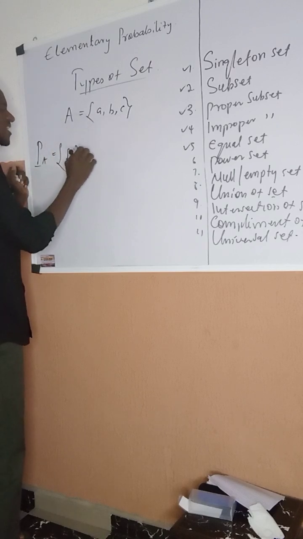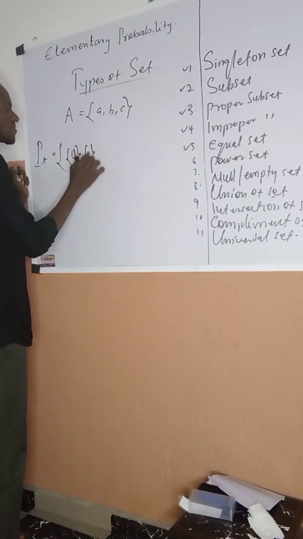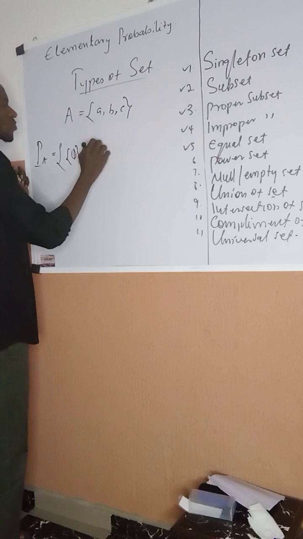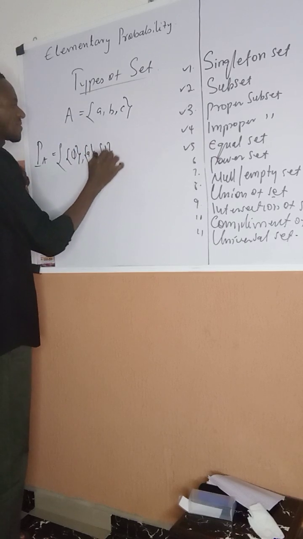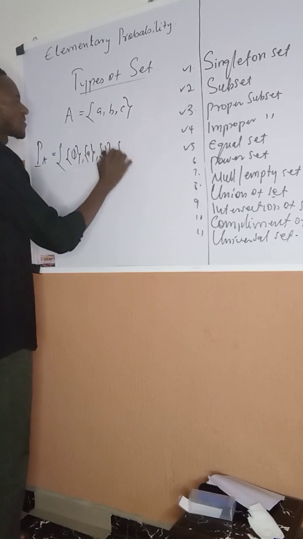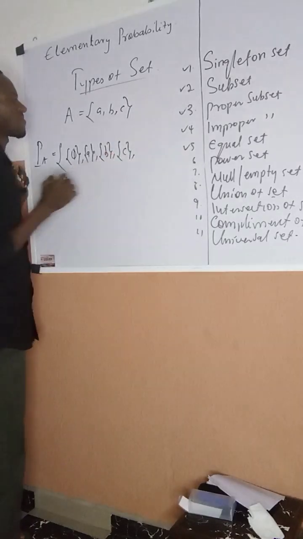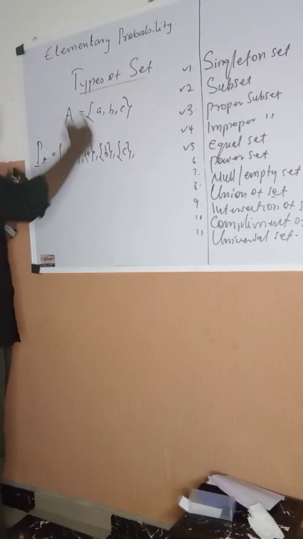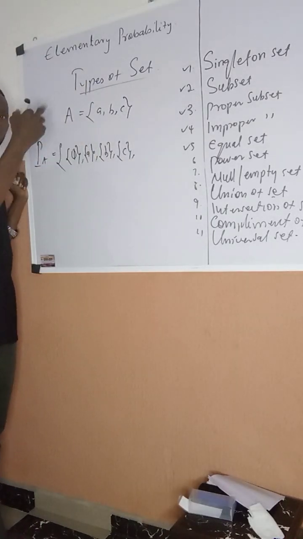Then the first element here is what? A. I will take it. The second one is what? B. I will take B. The third one is what? C. I will take C. I'm done taking all the members in A in their single nature.